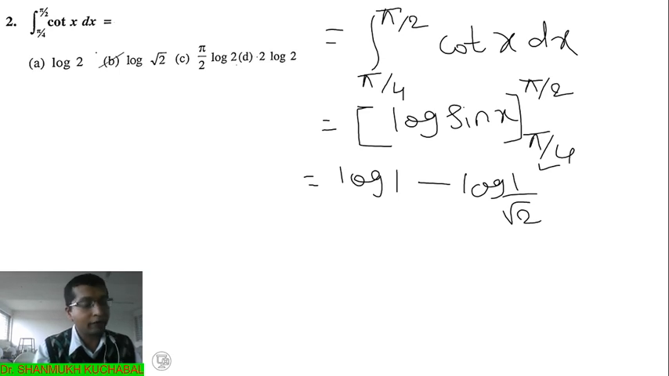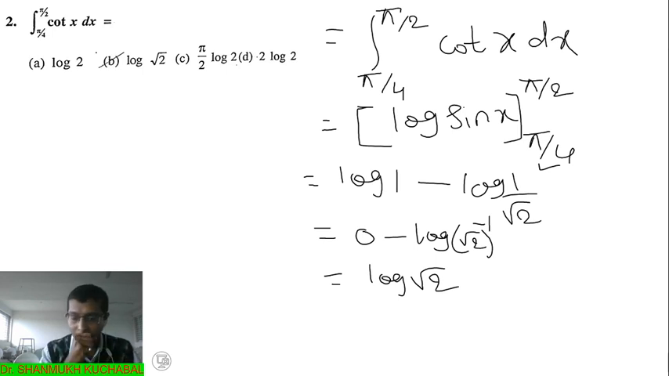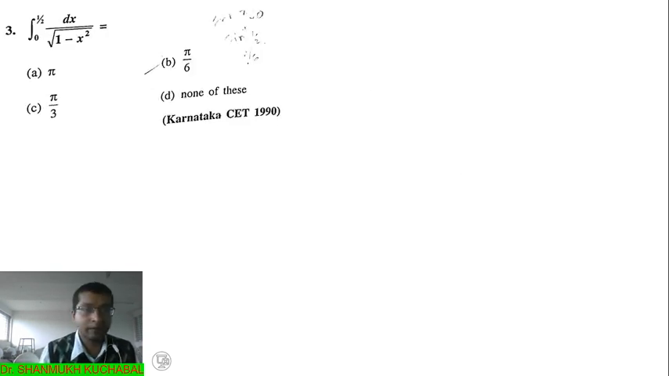Further, log 1 value is 0. This minus log, we can write this as root 2 raised to minus 1, just taking an inverse. Using a property of logarithm, we can write this as minus log root 2 minus, we have to take it that side, so we get log root 2. Therefore log root 2, that is option B, is the right answer. We will move to our next example.